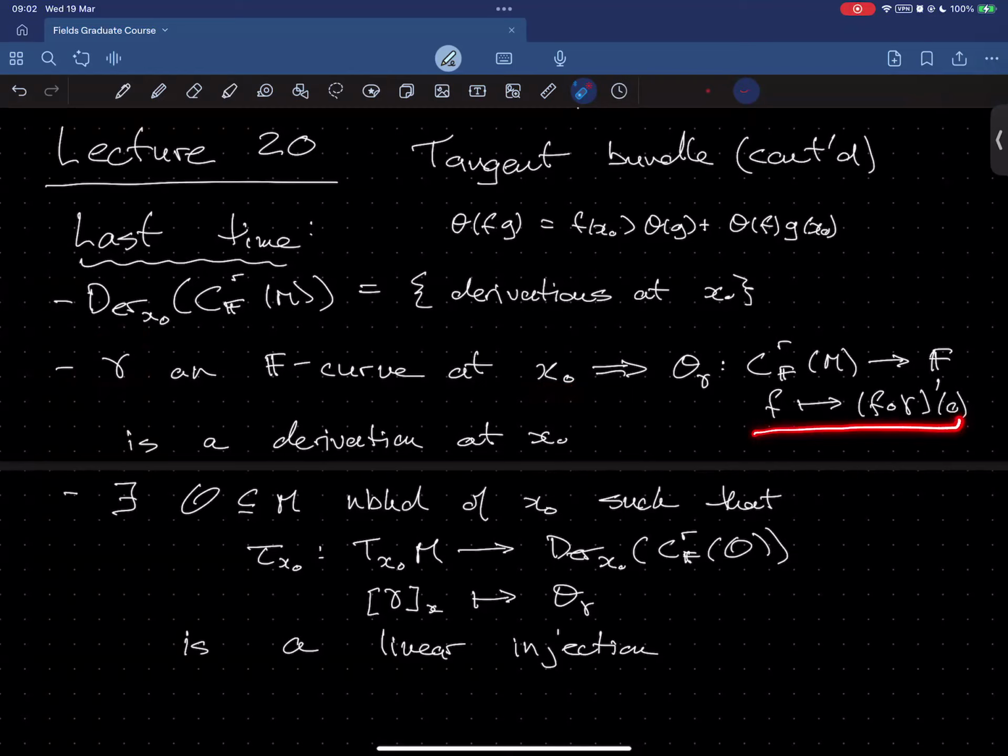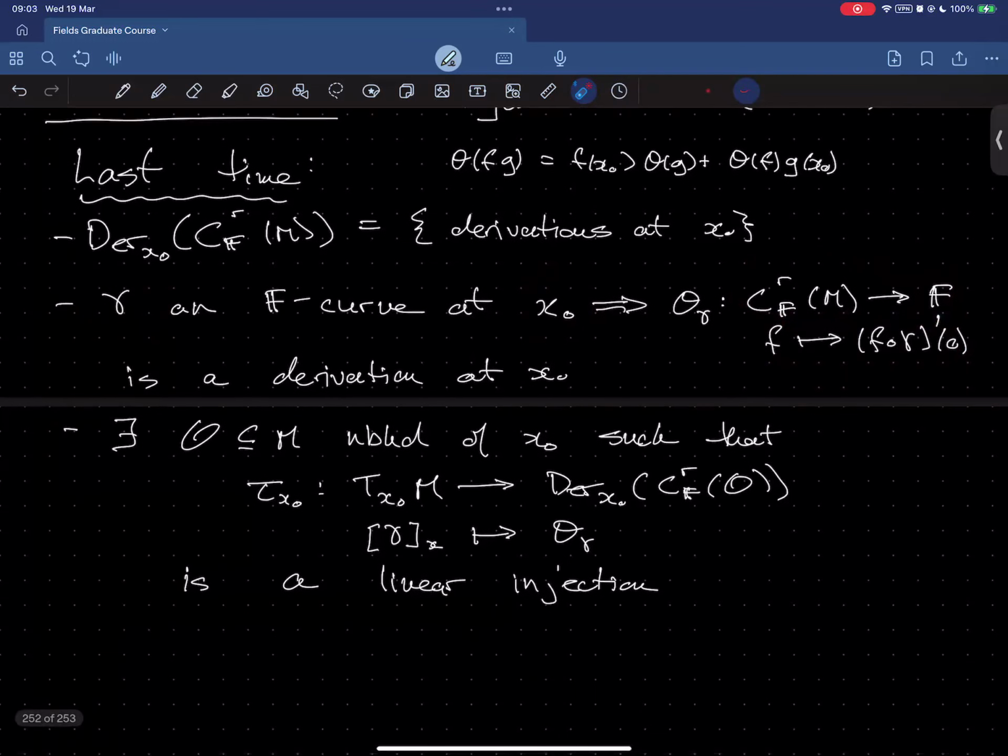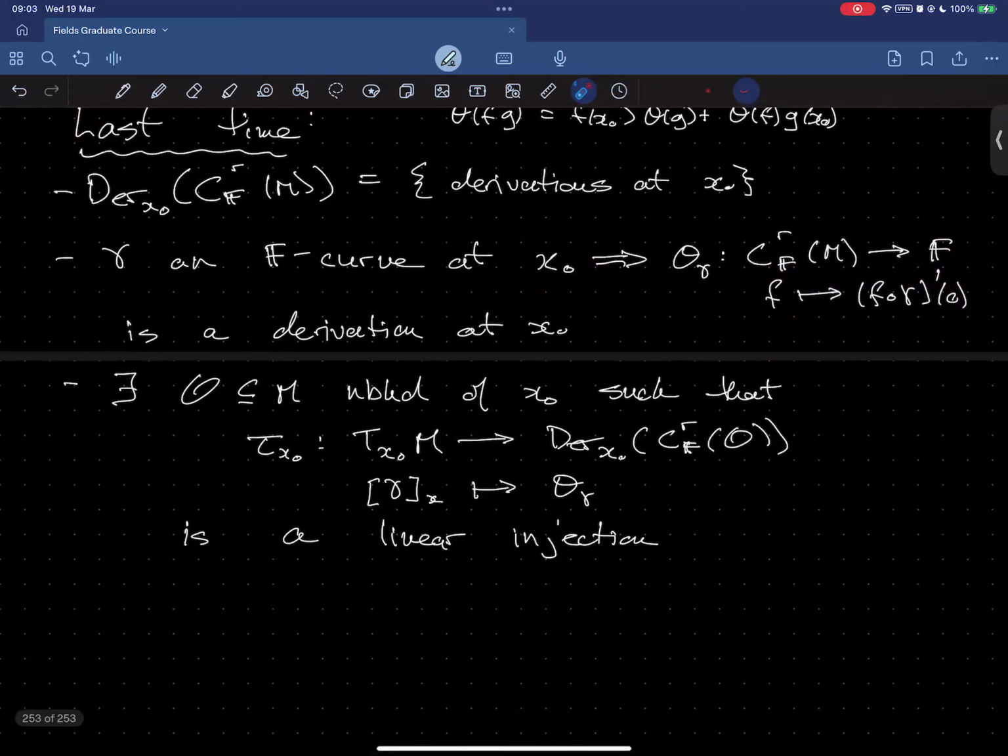All right. And then we proved that this thing was a derivation, right? So this gives us a way of taking curves gamma, which pass through x naught at time 0, and assigning to those a derivation. So we proved that. Then we had this mapping which sent tangent vectors, so elements of the tangent space, which we denote by this, to the derivation that we had defined up here, theta gamma. Okay, and so we proved some things about this.